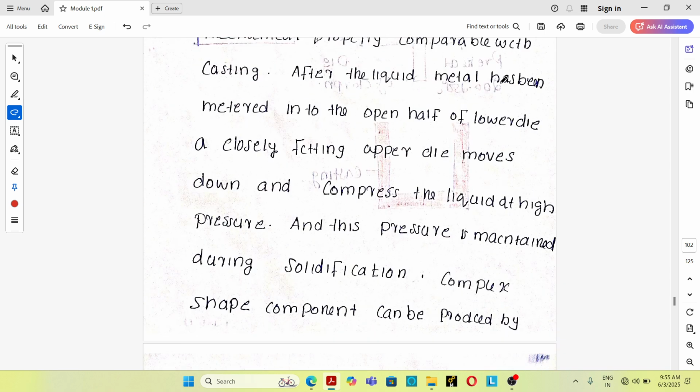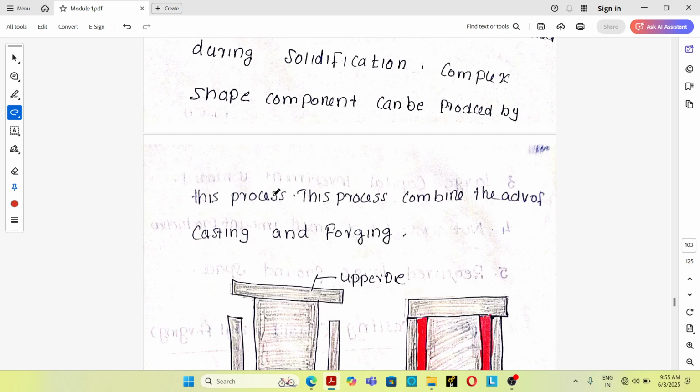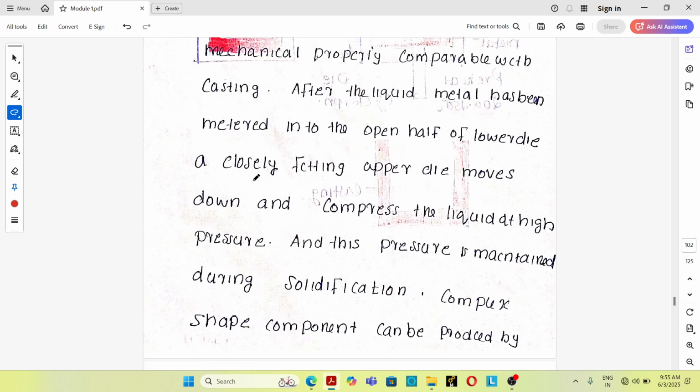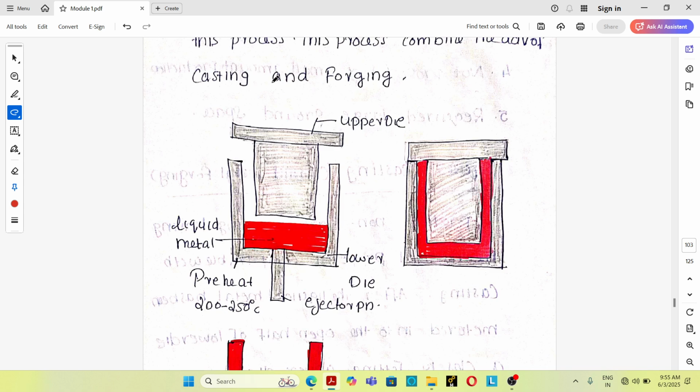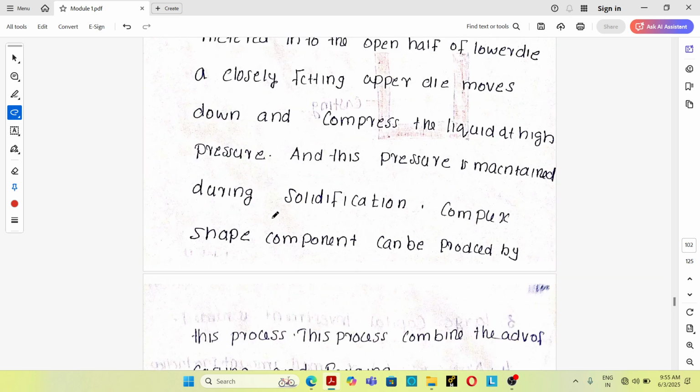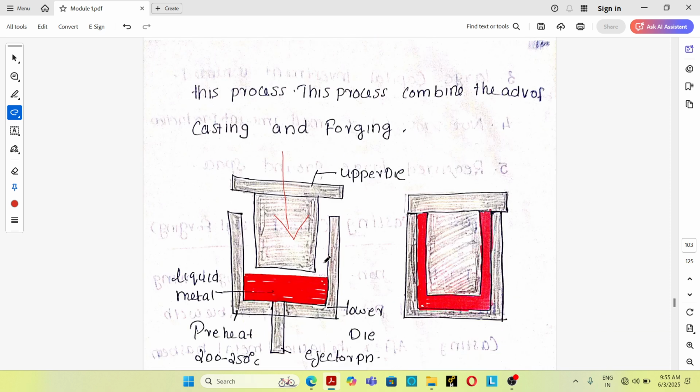After the liquid metal has been metered into the open half of the lower die, a certain amount of liquid metal is poured into the lower die. A closely fitting upper die moves down and compresses the liquid at a high pressure. This pressure is maintained during solidification also. Due to this pressure, the liquid metal moves in an upward direction into the gap between the punch and die.